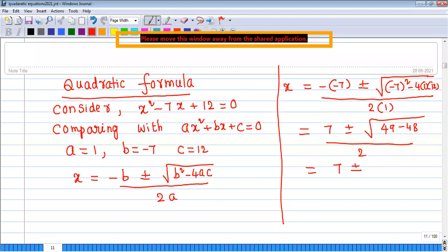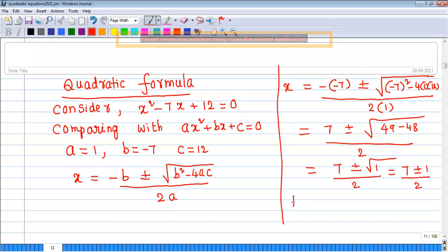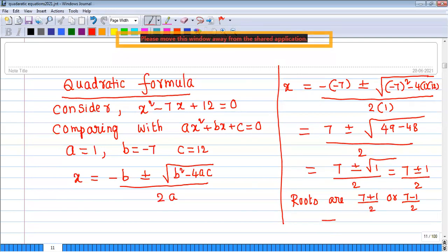7 plus or minus root of 49 minus 48, which is 1, upon 2. The square root of 1 is 1. So you get 7 plus or minus 1 by 2. Therefore, the roots are 7 plus 1 by 2 or 7 minus 1 by 2. So that implies 7 plus 1 by 2 is 8 by 2, which is 4. 7 minus 1 is 6 by 2, which is 3. So 3 or 4, this is the answer.